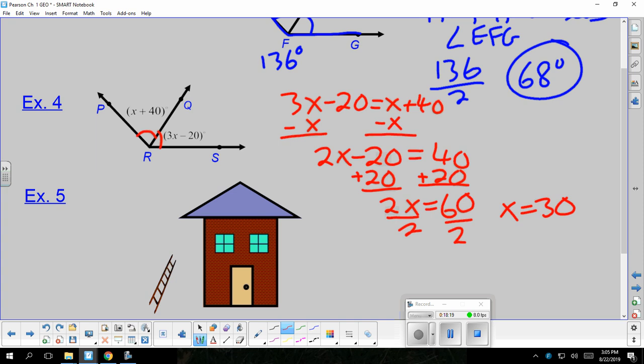And then I can plug that back in here. 30 plus 40, I get 70 degrees. Since these are congruent, that has to be 70 degrees. And then the measure of angle PRS equals the sum of those two using our angle addition postulate, for 140.